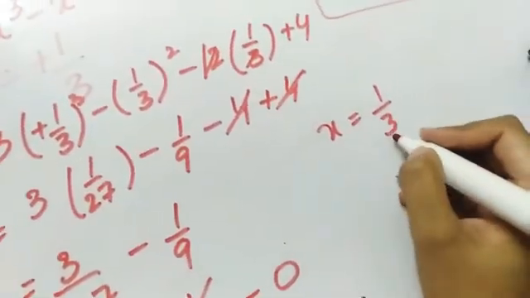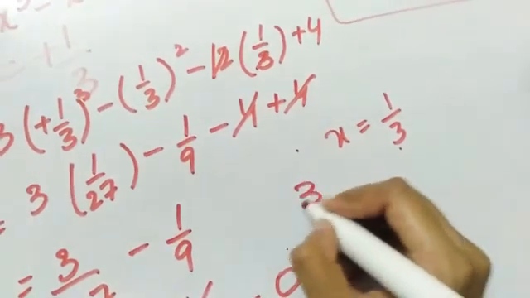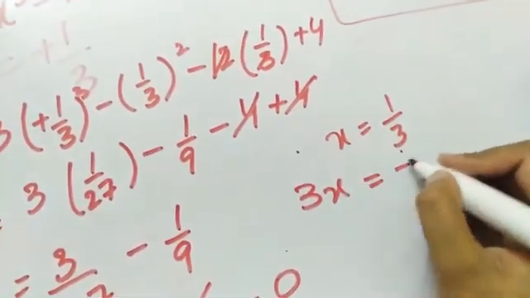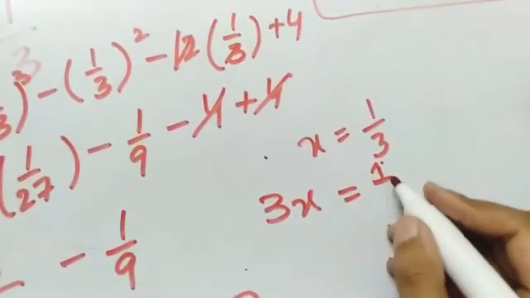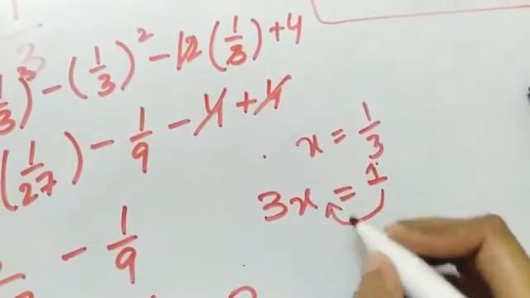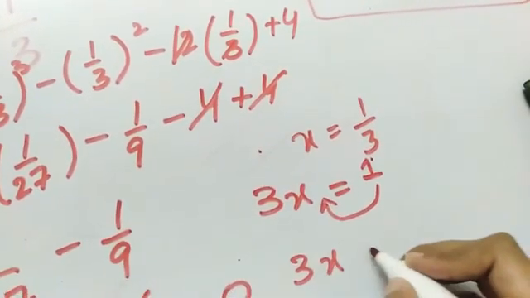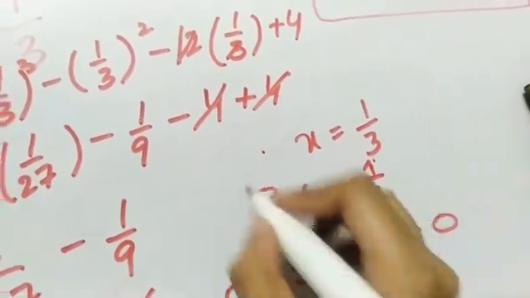How will we write it now? We will multiply 3 with x. It will be 3x equals 1. And then we will take this 1 to the other side of the equation. It will be 3x minus 1 equals 0.